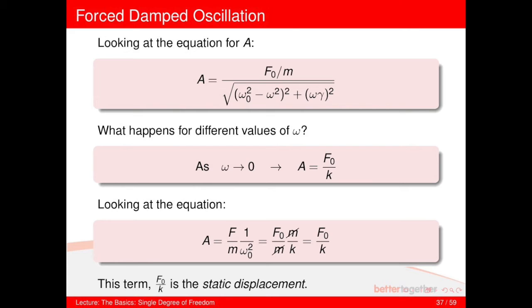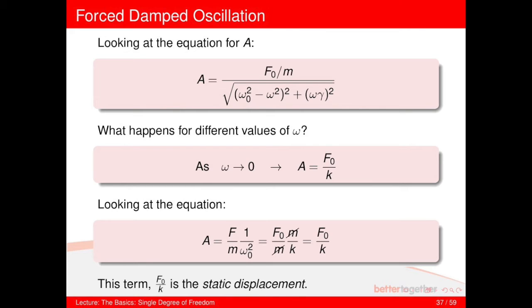We'll see the plot in a minute, but basically, as omega goes to 0, we end up with F0 upon K. That makes sense. That's a static displacement. If you're not oscillating the system, you pull it back with a force, and the force is just going to be opposed by the spring.